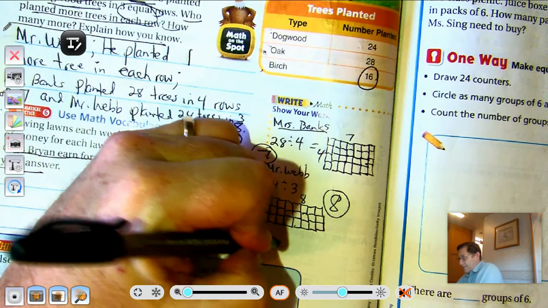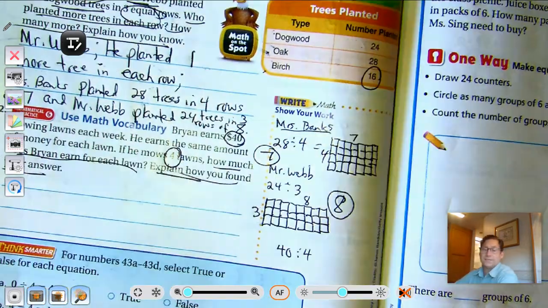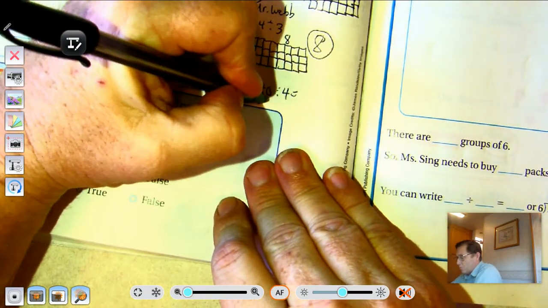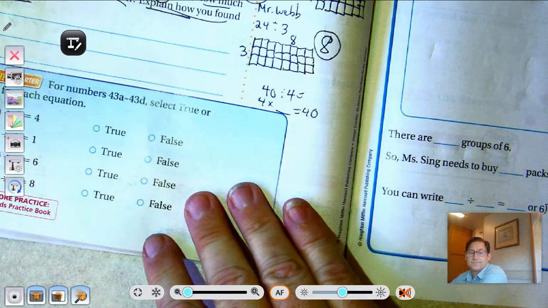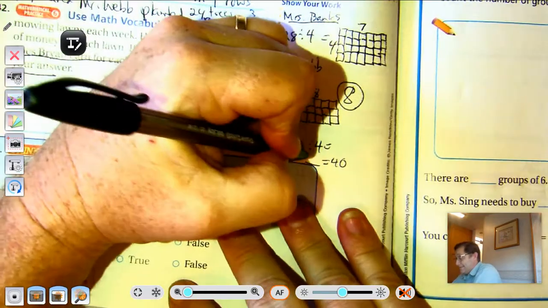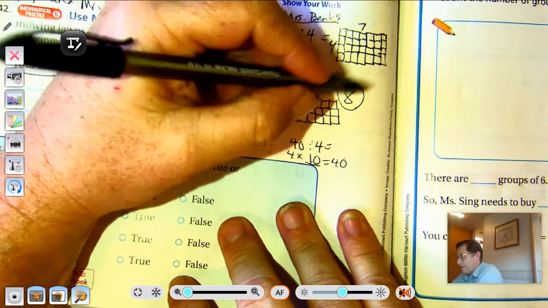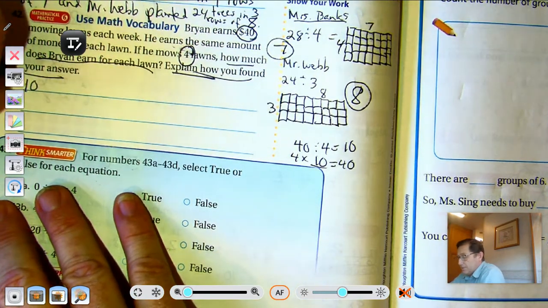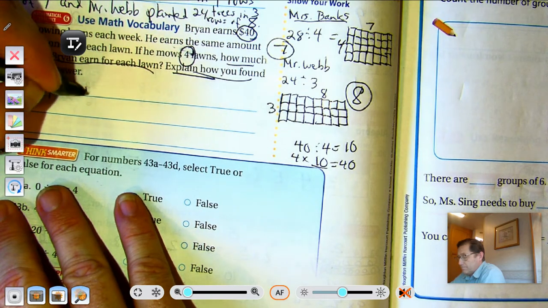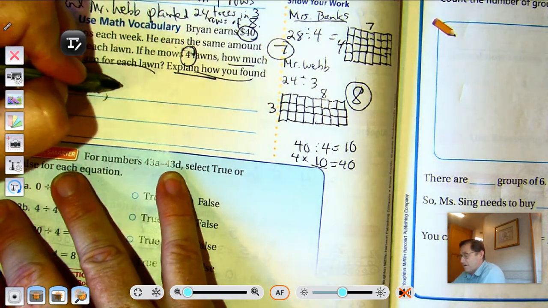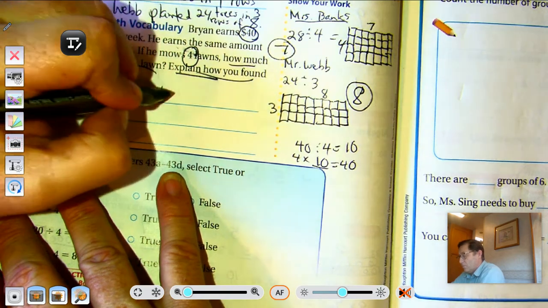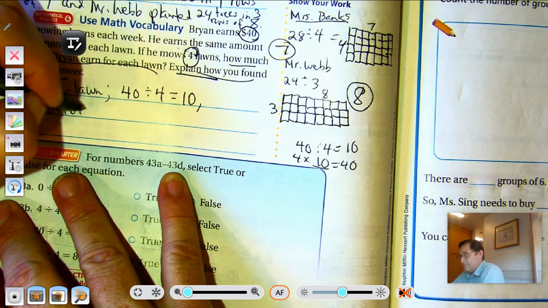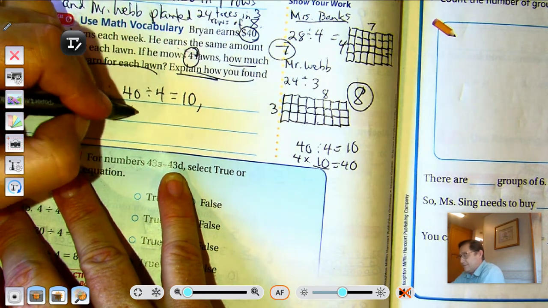So we have 40 divided by the 4 lawns. Okay, well, that's the same as saying 4 times what is 40? 4 times 10 is 40. So 40 divided by 4 is 10. So he earned $10 per lawn. 40 divided by 4 equals 10. 10 plus 10 plus 10 plus 10 equals 40.